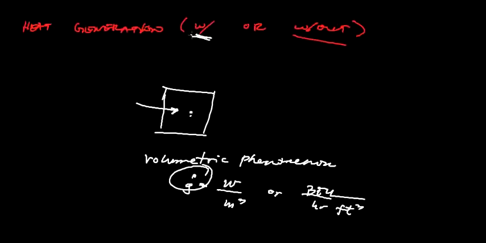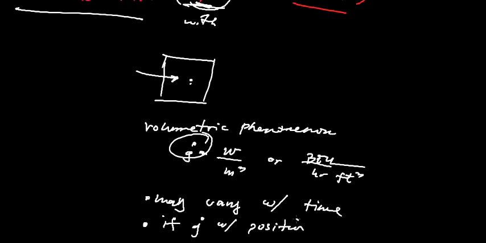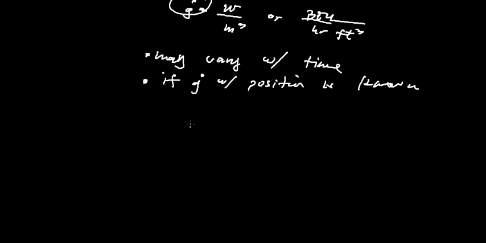If our heat transfer is with heat generation, then the rate of heat generation in the medium may vary. Let us remember that it may vary with time as well as with position within the medium. When the variation of heat generation with position is known, then the total rate of heat generation in a medium of volume V can be determined.